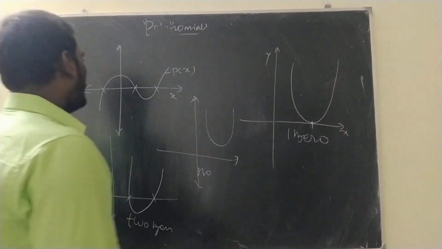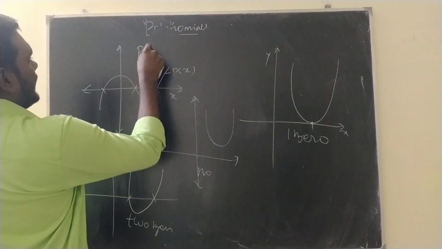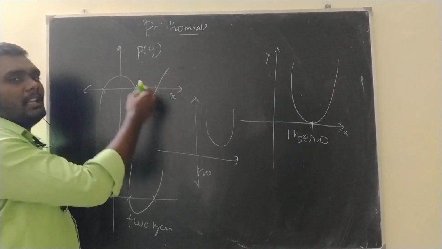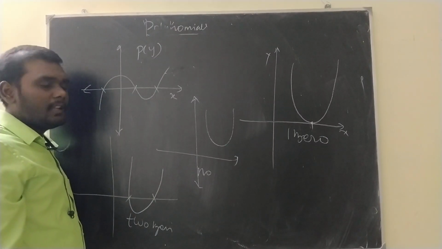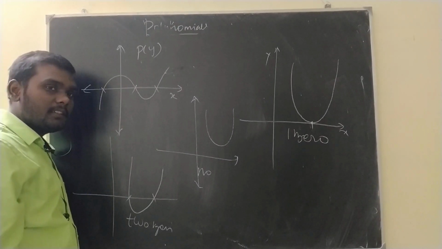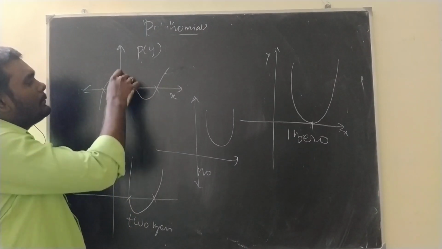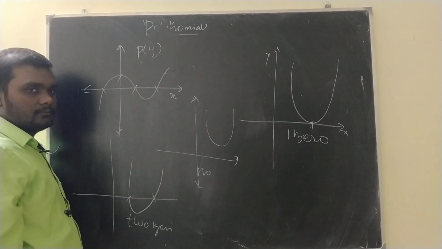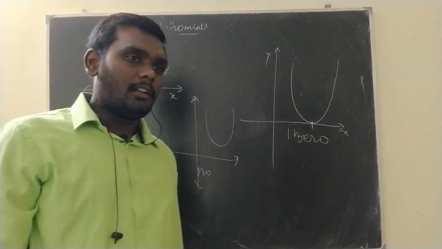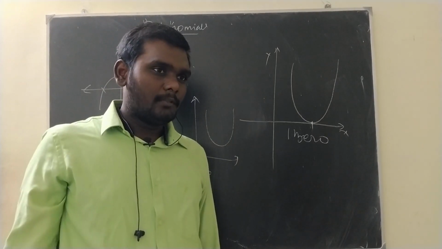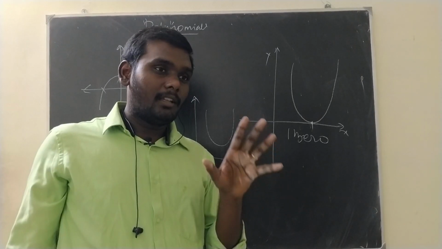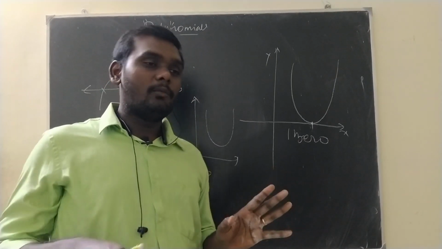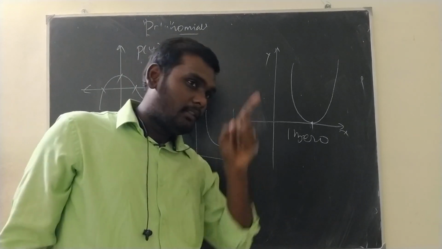Suppose I say a polynomial in y. For example, the same curve comes for a polynomial in y. Instead of p of x, I am saying this is a polynomial in y. Then the 0 is given by the y axis. How many points does it intersect? Only 1 point. So therefore only 1 zero for the polynomial in y. So it is really important to know in what variable the given polynomial is. If it is in x, you should check the x-axis. If it is p of y, you should check the y-axis.